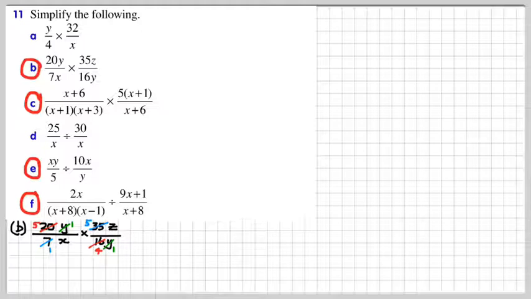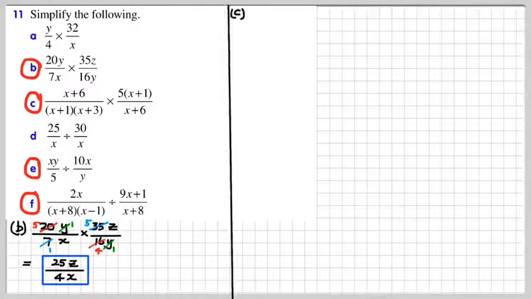Now we've got to clean up. So you're left with 5 times 5 times z there, and you've got x times 4 on the bottom line. 25z over 4x. There you go. That's B. Here comes C.